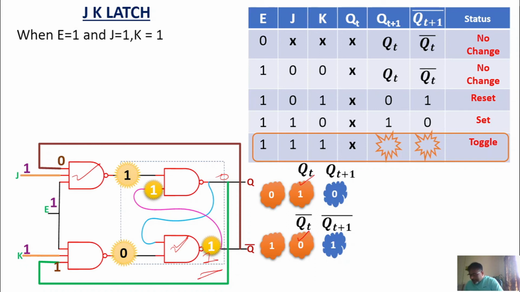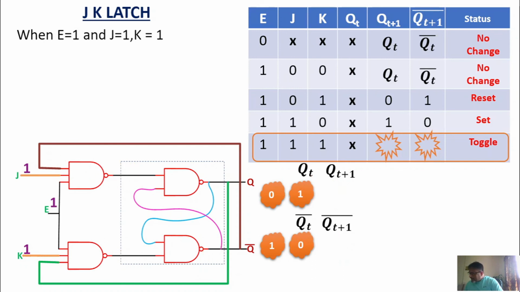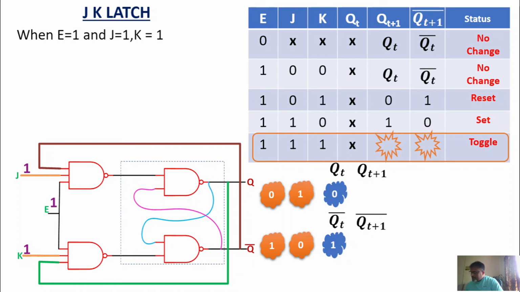Similarly, next step, consider now, this is the same thing that I explained to you. Now next, let the previous Qt+1 and Qt+1 bar be Qt and Qt bar. Okay, now what happens at that time? See here, 1 1 1, Qt bar is 1, so that will come here.